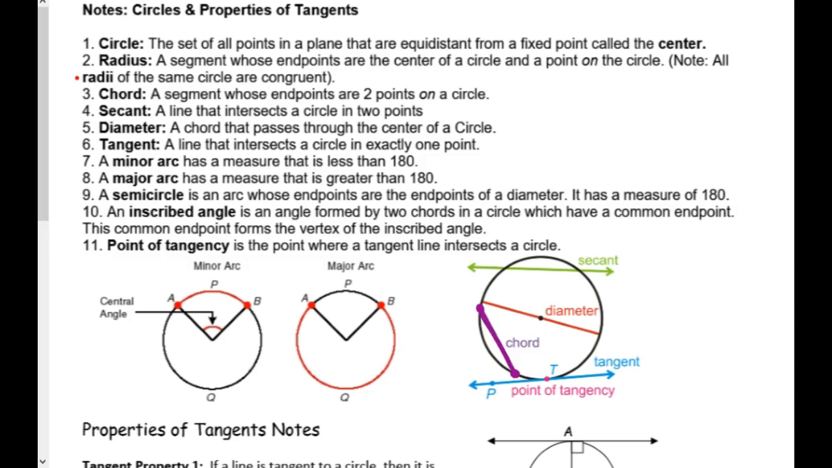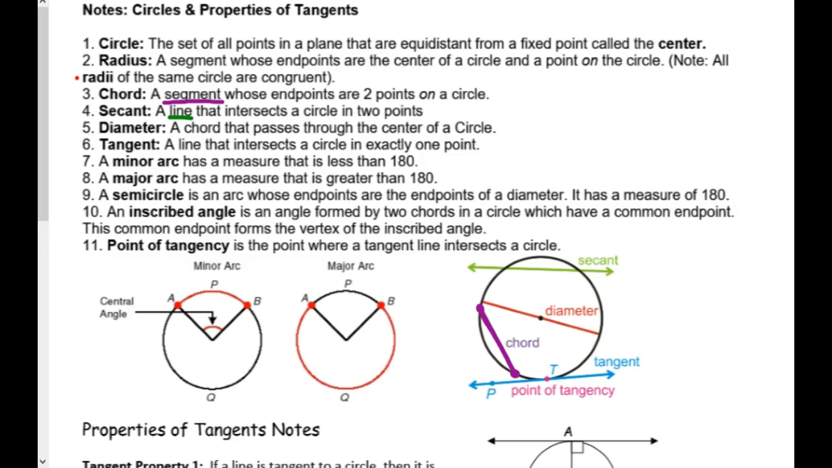All right? Number 4, another new word is secant. Okay? Secant. A line that intersects a circle in 2 points. Notice how this one says line. The first one said segment, and this one says line. Lines have arrowheads, right? Is everyone looking up here?